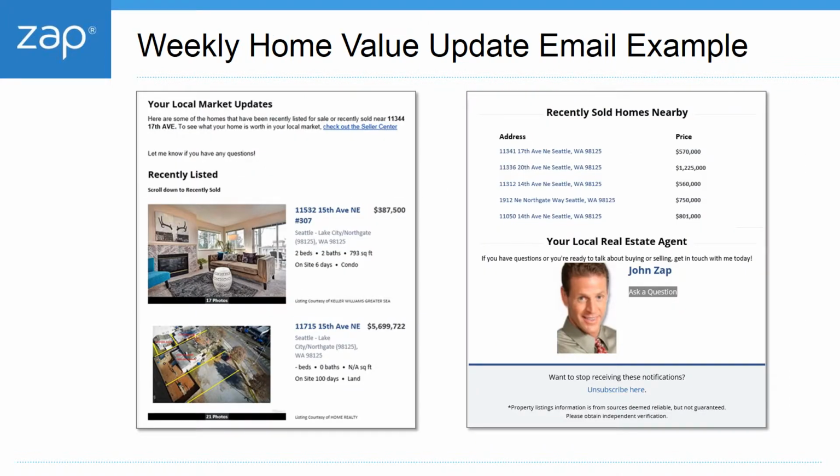Here is an example of the weekly home value update emails. Again, once you set it up, it is automatically sent by Zap. The email showcases you as your local real estate agent. It includes timely information that most sellers will value and keep your face and contact information right in front of them.